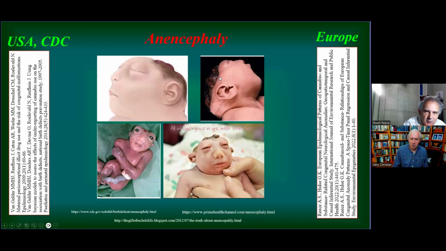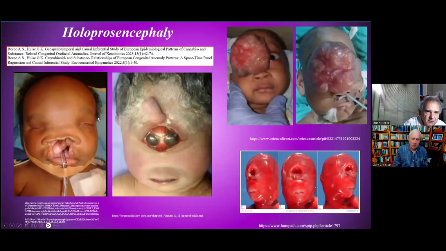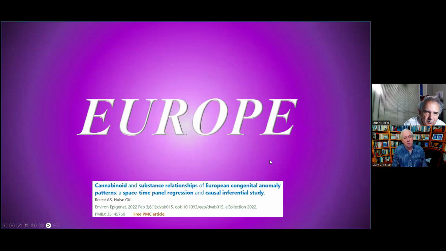And carefully, anencephaly, no brain, is linked with cannabis in 2 of our papers there, but also 2 papers from the CDC, which are mentioned there. And the rate here is about double reported by the CDC. And this is holoprosencephaly, and these are some photos of children born with that.